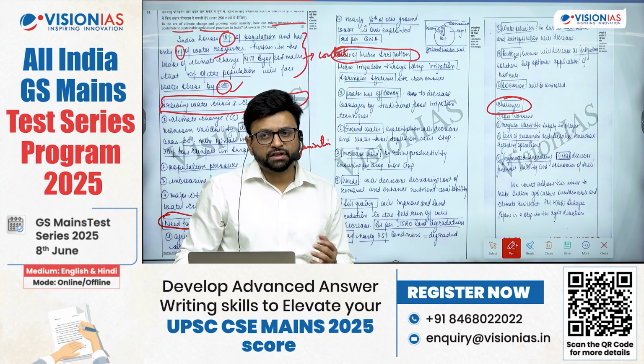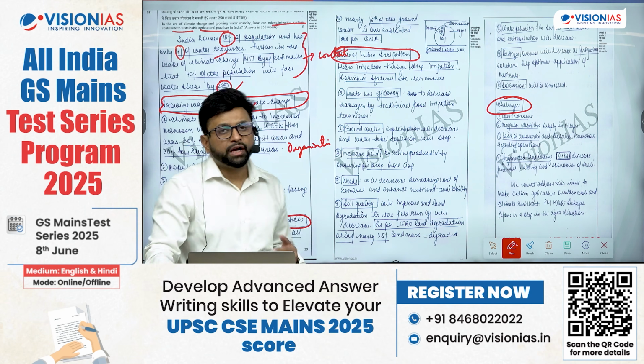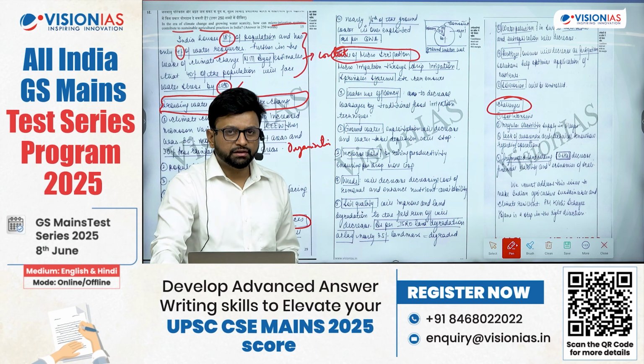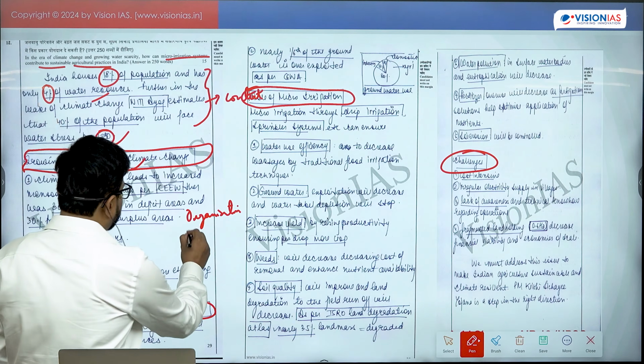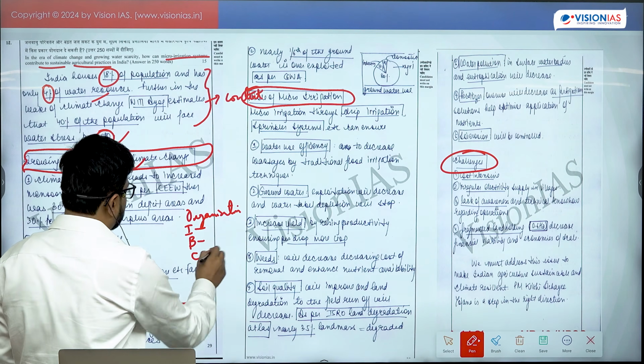Once we have thought about what exactly we are supposed to write, we need to write in a structured, logical manner. And for that, there is no better way than to first introduce, then provide the body, and then the conclusion.